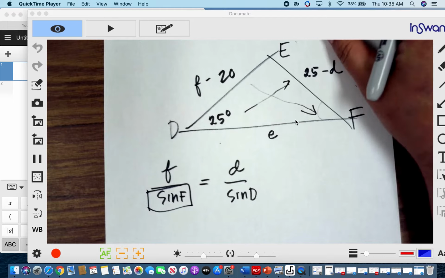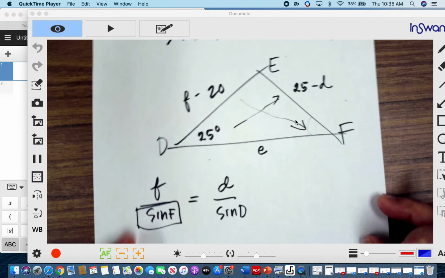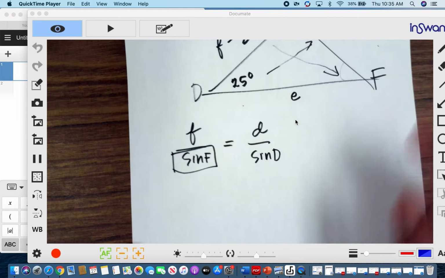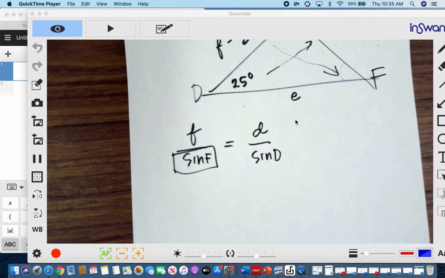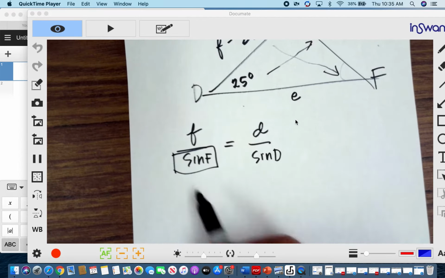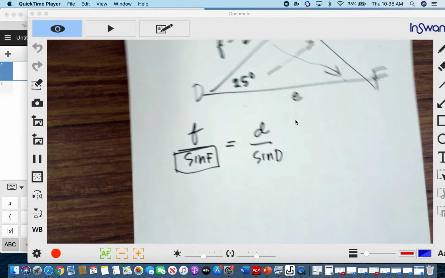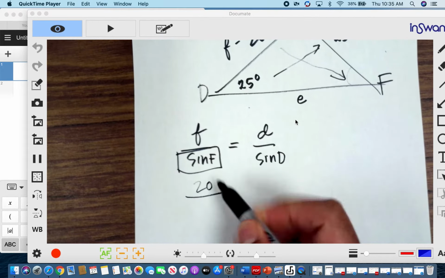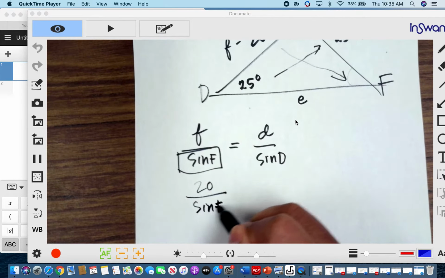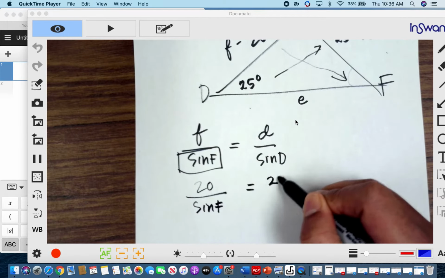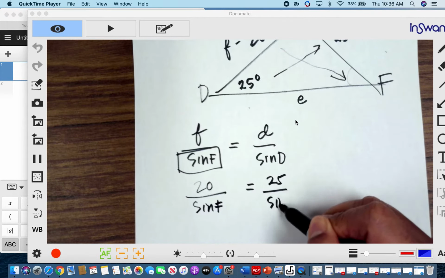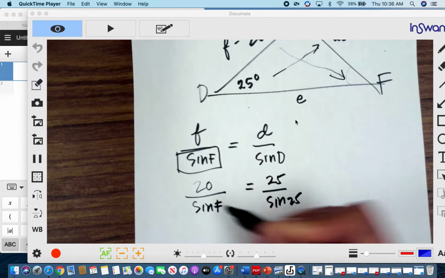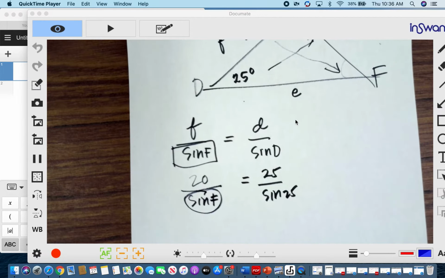So I usually give it like a sign that it's the one I'm solving. Now remember, sine and F are always together. Okay, so you cannot separate them. So they're just expressed as a single expression. So what we can do is to substitute F, that's 20, over sine F is equal to 25 over sine 25. So again, this is not known. We are trying to solve it.